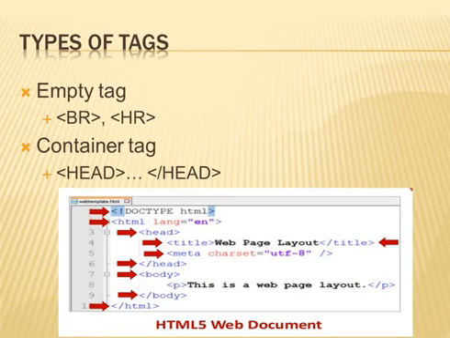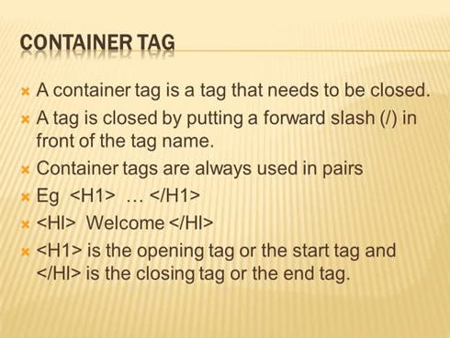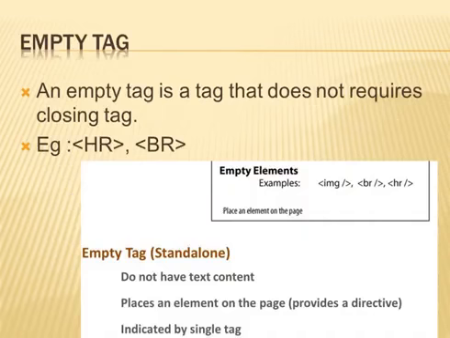A container tag is a tag that needs to be closed. It is closed by putting a / in front of the tag name. Container tags are always used in pairs. Example H1, welcome, closing tag of H1. H1 is the opening tag or the start tag, and /H1 is the closing tag or the end tag. Next we move to empty tag. An empty tag is a tag that does not require a closing tag. Example HR, BR, etc.